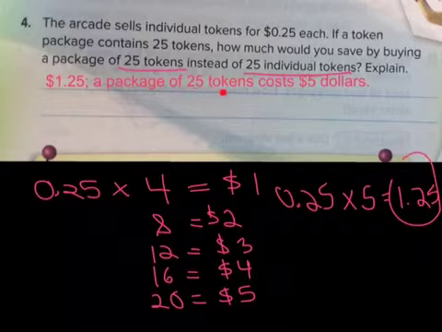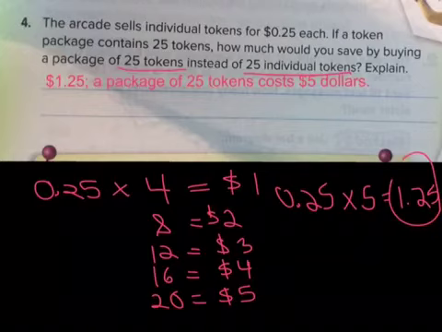A package of 25 tokens costs $5. We know this already, right? And if I buy them at 25 cents, it's going to cost me more because with $5 I can only get 20. We know that, right? With $5 I can only get 20. And to buy the other 5 to get to 25, I'm going to have to spend another $1.25.